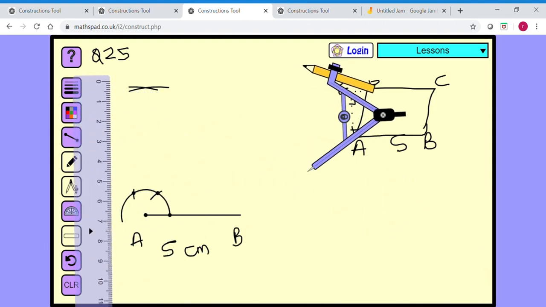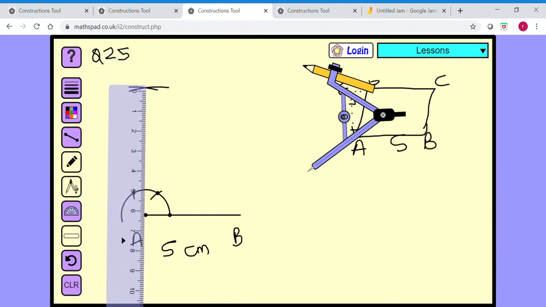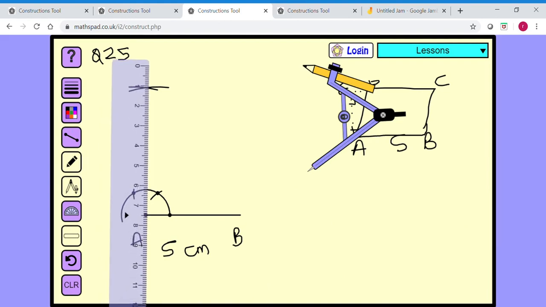Now I will join this using a dotted line. Now I will join using dotted line. So this is it. So I have joined using a dotted line.